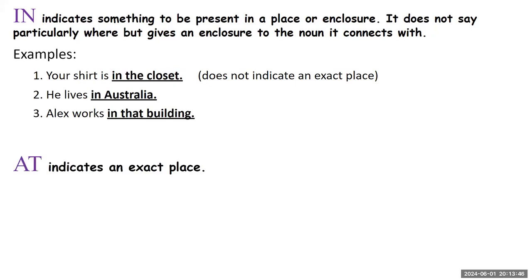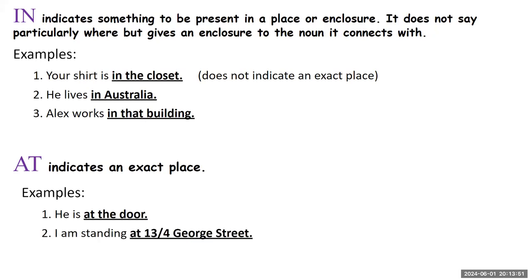At indicates an exact place. Examples: he is at the door. I am standing at 134 George Street. He is at home.